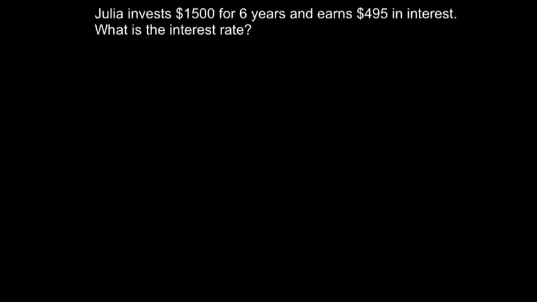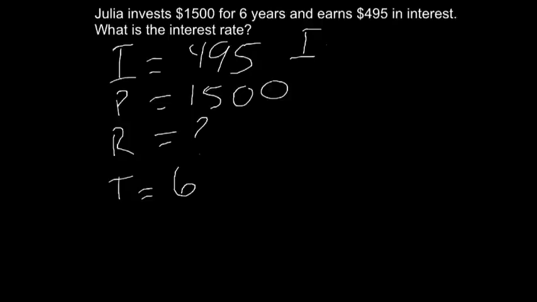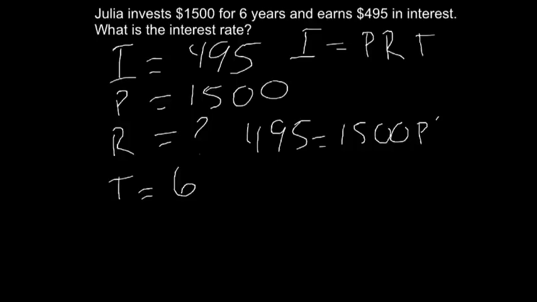Last question, we've looked at how to find principal, how to find interest, how to find time, and now we're going to look at how to find rate. Julie invests $1,500 for 6 years and earns $495 in interest. What is the interest rate? So we have interest, principal, rate, time. Interest is $495, principal is $1,500, rate is I don't know, and time is 6. So if I have I equals PRT, that means that 495 equals 1,500, R times 6.